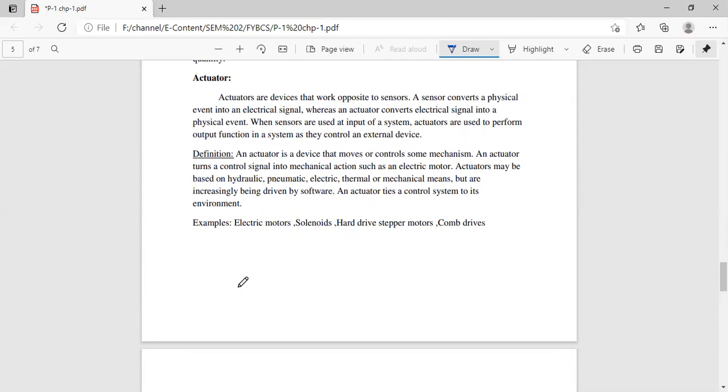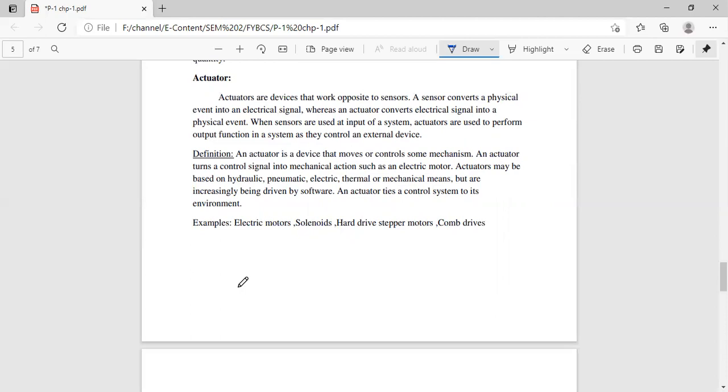When sensors are used at the input of a system, actuators are used at the output of the system. If we have a system, at the input we have a sensor, which will sense the quantity and produce an equivalent electrical signal of it. That signal will reach the output. Now at the output we cannot sense electrical quantities, we need a physical quantity. We cannot hear voltage, we cannot hear current, we need the equivalent physical quantity of that electrical signal, and the actuator will perform that same task.